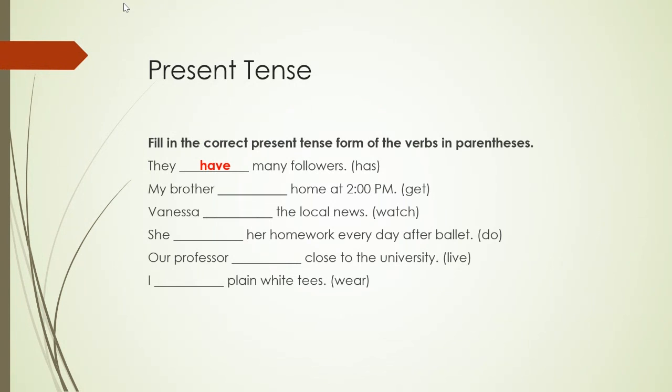In the first example, have is the correct present tense form of the verb. In the second example, gets is the correct present tense form of the verb get. In the third example, watches is the correct present tense form of the verb watch. In the fourth example, she does her homework. Does is the correct present tense form of the verb do. In the fifth example, our professor lives. Live is the correct verb form. In I wear plain white tees, wear is the present tense form of the verb.